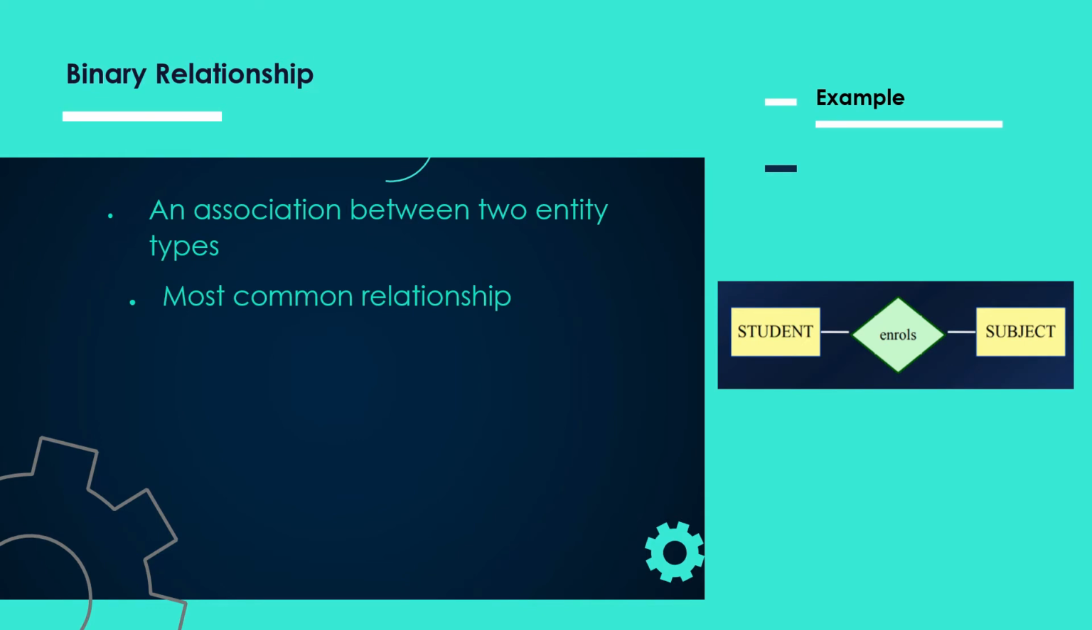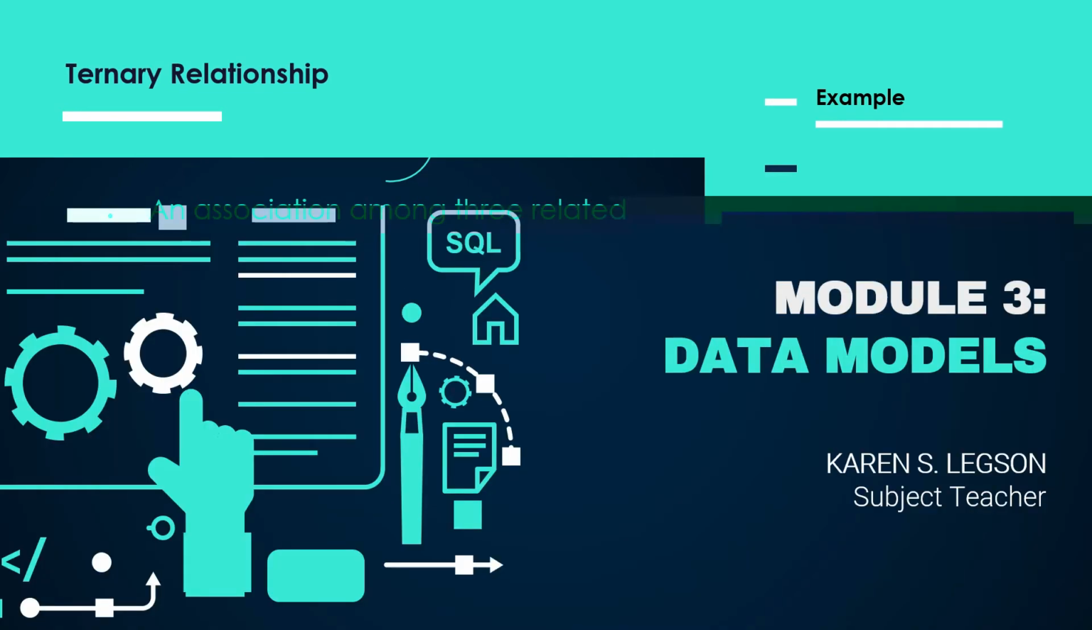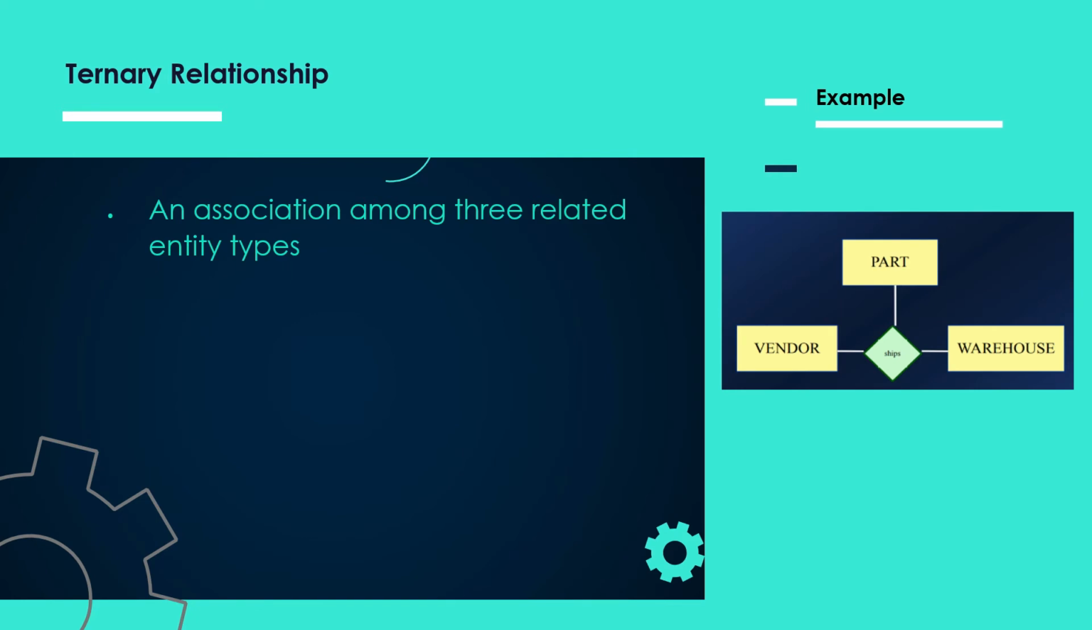A binary relationship is an association between two entity types, and it is the most common relationship. In this example, the entity student can enroll in an entity subject. A ternary relationship is an association among three related entity types. In this example, each vendor can ship a part to a warehouse.